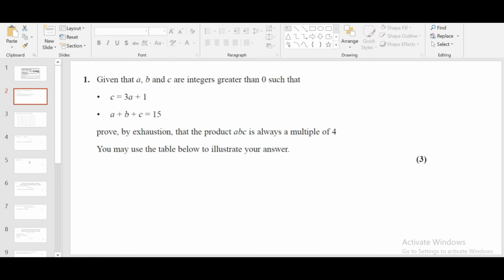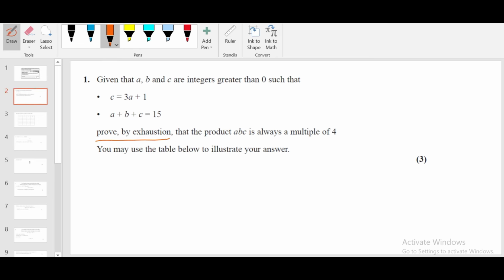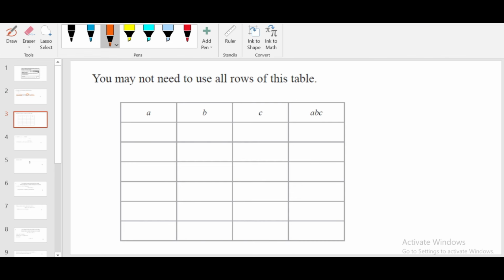Question number 1 from proof. Given that A, B, C are integers greater than 0, C is 3A plus 1, A plus B plus C is 15. Prove by exhaustion that the product ABC is always a multiple of 4. You may use the table below to illustrate your answer. You have a table given here, ABC. You may not need to use all the rows of this table.